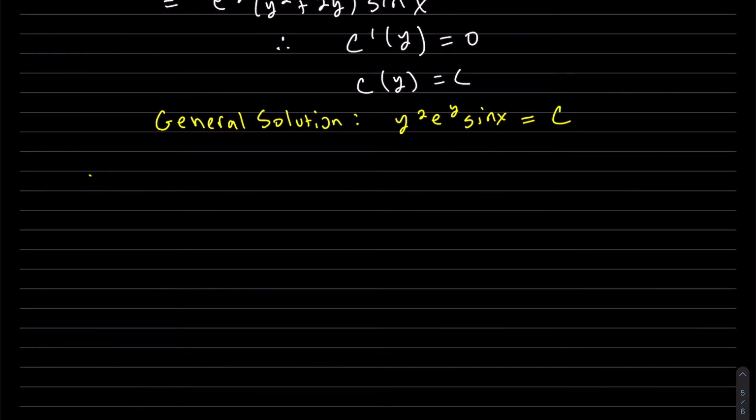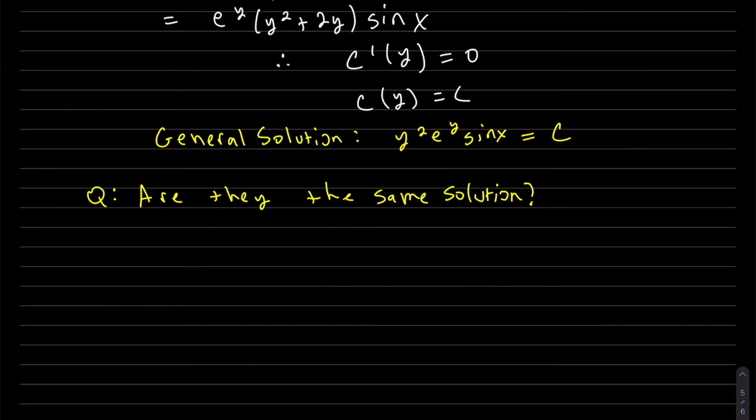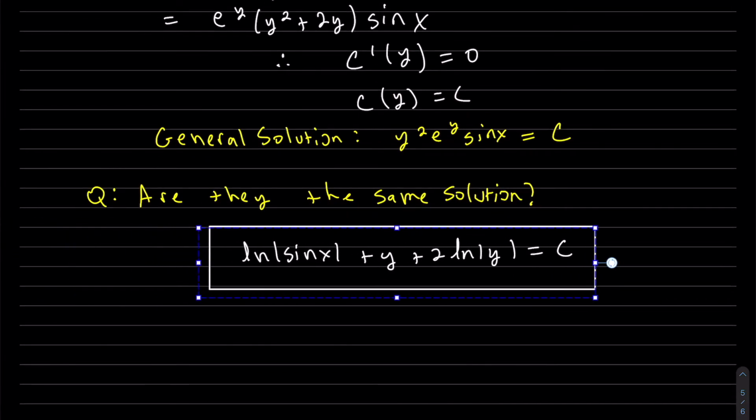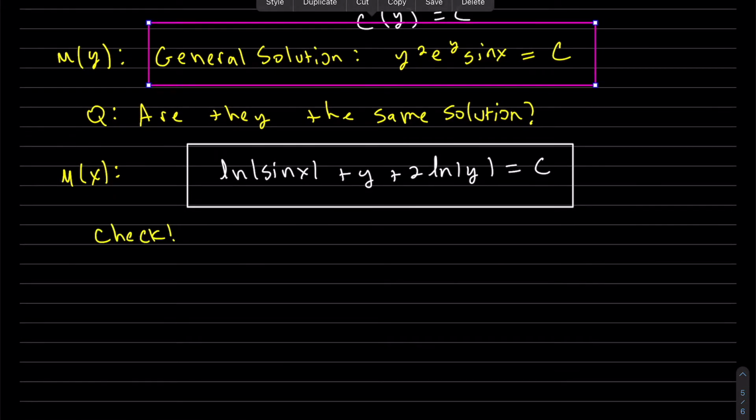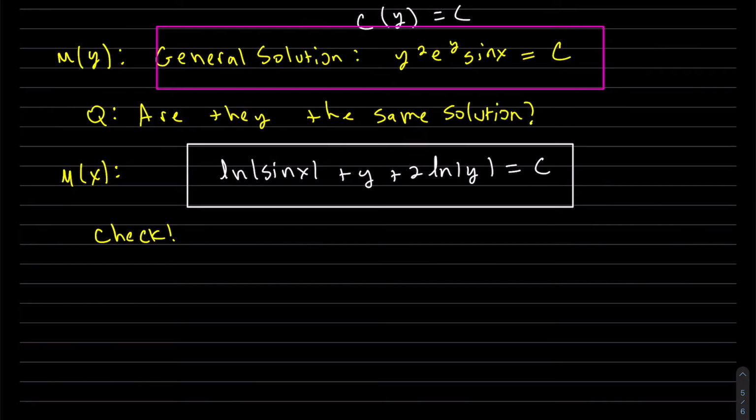So the question of the day, we did this with a mu of x, and we did this with a mu of y. Are they the same solution? Here's the other solution that we got. This was from mu of x. This is from mu of y. So we need to check. They certainly don't look identical on appearance.